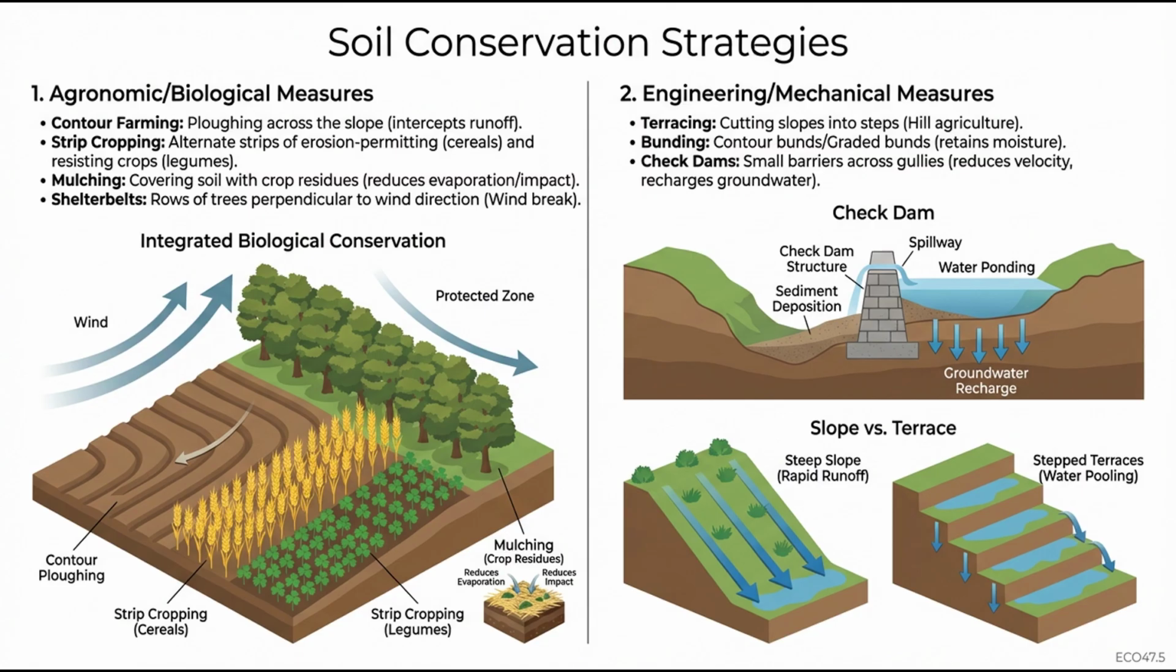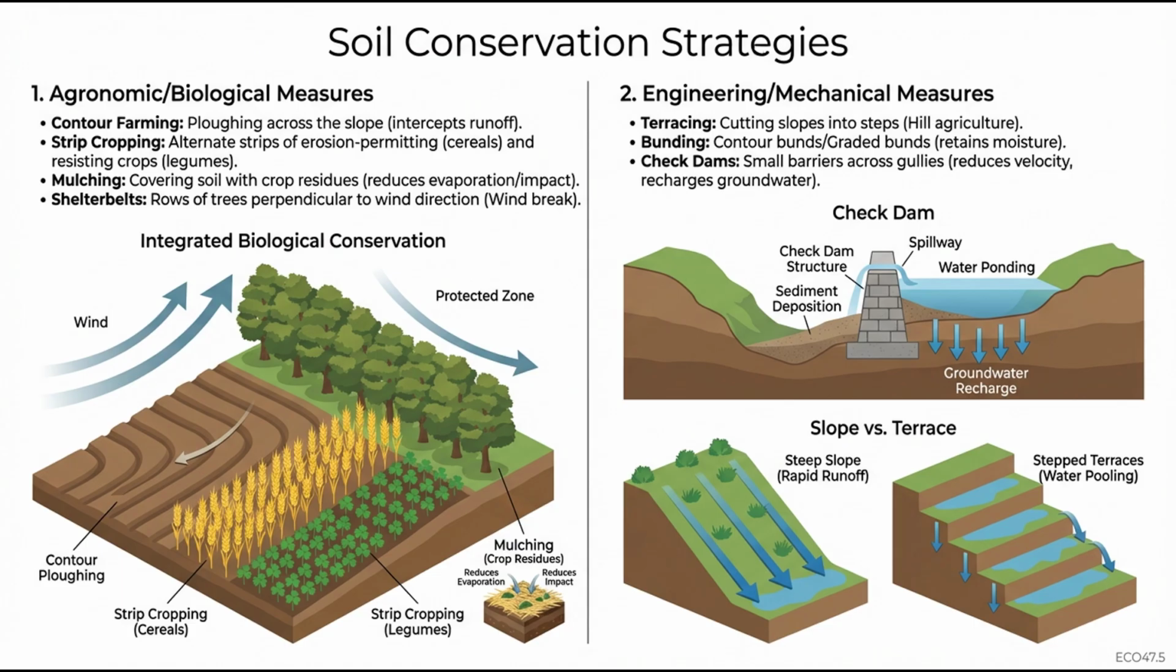Conservation is fundamentally about managing the velocity of water and wind. Logic simple hai. If we can slow down the flow, we reduce the erosive energy. We classify these measures into two broad categories: agronomic or biological and engineering or mechanical. Agronomic measures involve changing how we farm to use nature as a shield. Look at the integrated biological conservation visual.